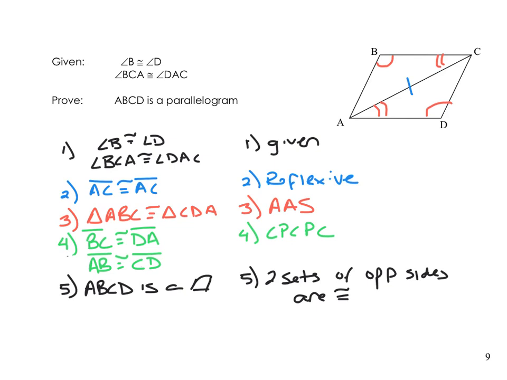Again, there's a few ways to go at this point. I'm going to show that two sets of opposite sides are congruent to one another. So I showed that BC and DA are congruent and that AB and CD are congruent by CPCPC. And therefore we have to have a parallelogram because we have two sets of opposite sides that are congruent. So again, there's a couple different ways you could go. If you did it a different way, it doesn't mean that you're wrong, but that's just one way to do this.